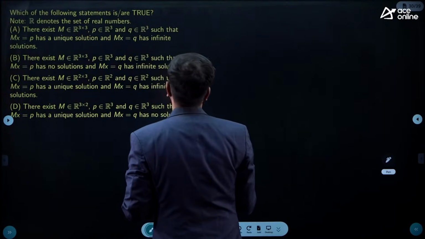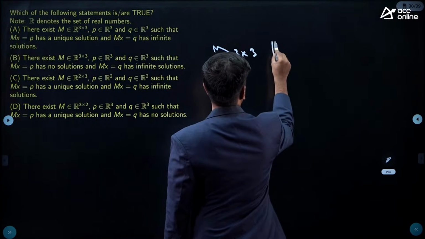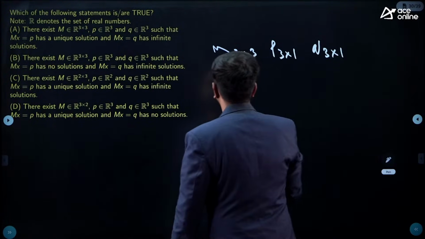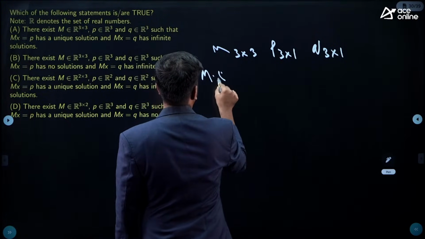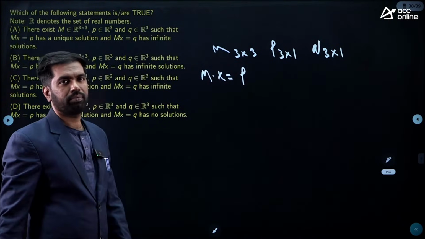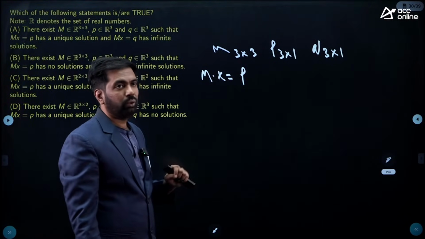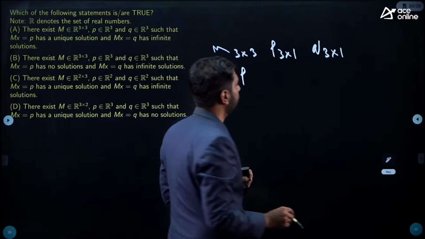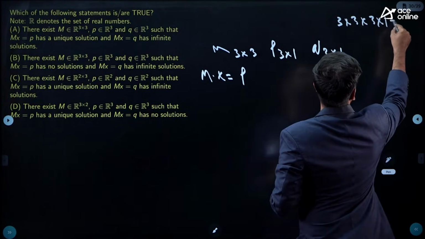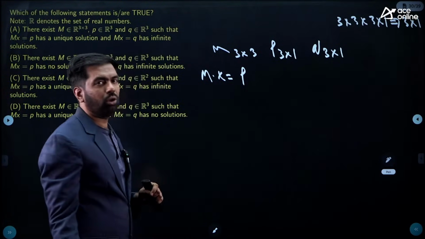Now when I read this question, I'll write like this: M is a 3 cross 3 matrix, P is a 3 cross 1 vector, Q is a 3 cross 1 vector, and then you multiply M with X to get P. So you should also know what is X. This is a 3 cross 3 matrix multiplied with some vector, and the answer is a 3 cross 1 vector. That means X should also be 3 cross 1, because a 3 cross 3 multiplied with 3 cross 1 will produce a 3 cross 1 vector. I hope you all know that.